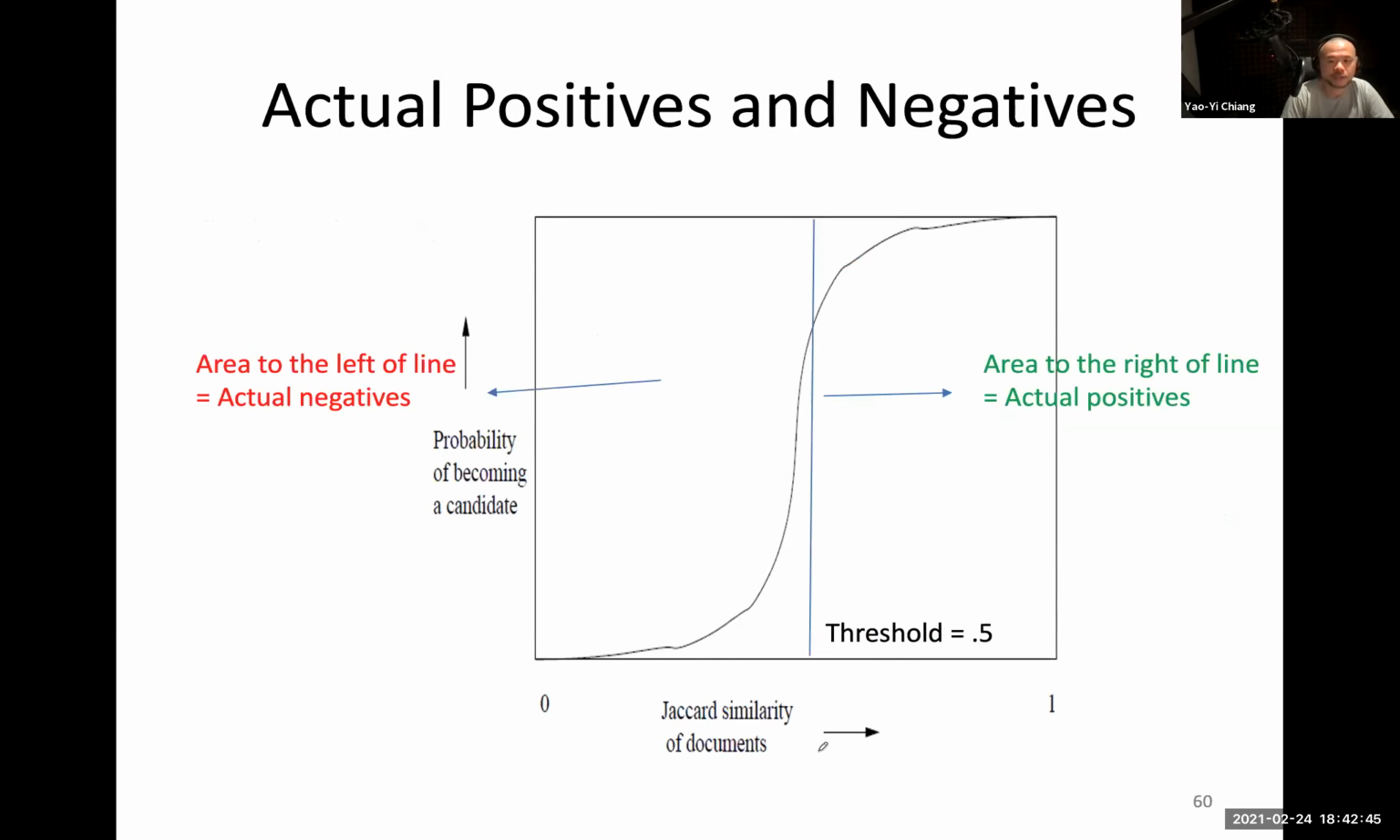So if we add this S line, this is our threshold. This is our application-defined, manually defined threshold. We say we only care about Jaccard similarity larger than, in this case, 50%. If it's lower than 50%, we don't want to compare them. So this means everything to the right of this line are actual positives, right? Because everything to the right of this line has larger than 0.5 Jaccard similarity, right? Remember your x-axis is the Jaccard similarity between documents. Everything to the left is the actual negatives because we don't care about them.